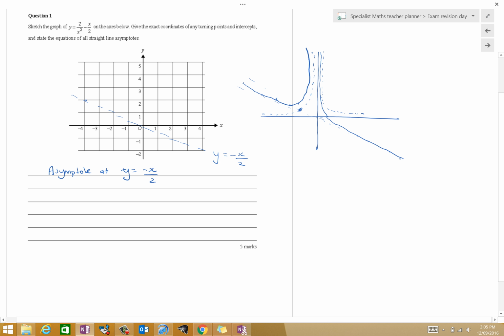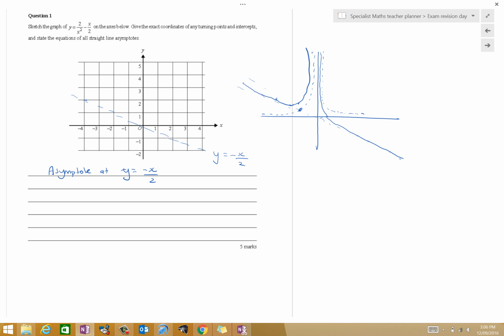Now, there's also an asymptote at x equals 0, because clearly the denominator can't be 0 for that 2 on x squared. So we've got an asymptote at x equals 0. What some people do is they think there's an asymptote on 2 over x squared. There's not, because x can't be equal to 0, which means that it can't equal that.